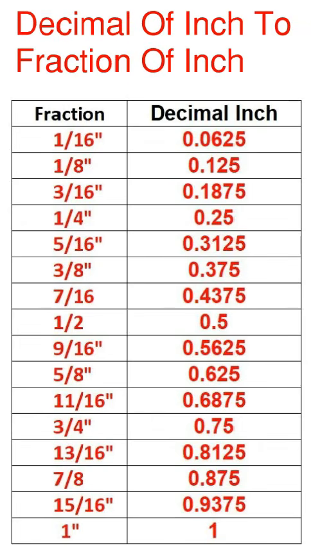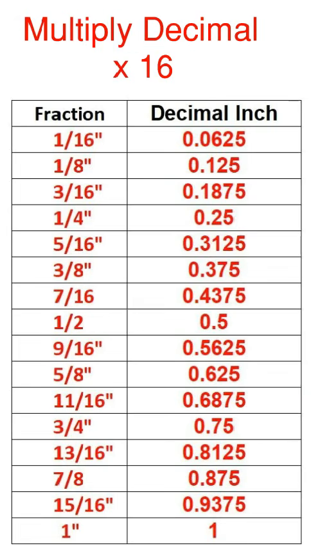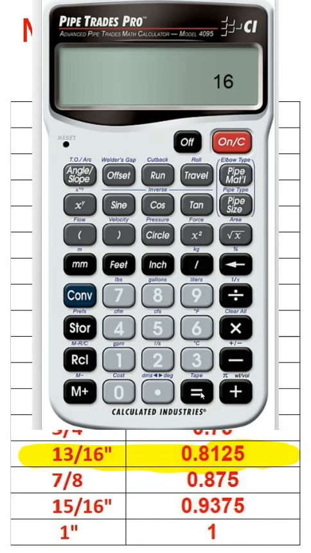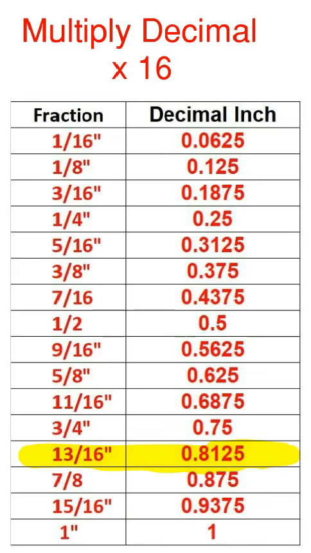Now to go back the other way, decimal of an inch to fraction of an inch, we're going to reverse the operation. Instead of dividing, we're going to multiply the decimal times 16. So if we look at this problem here, 0.8125, we could put 0.8125 in the calculator, times it by 16, and we'll get 13. That 13 represents 13/16.